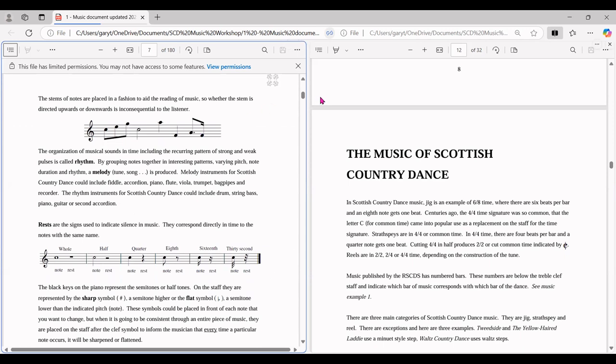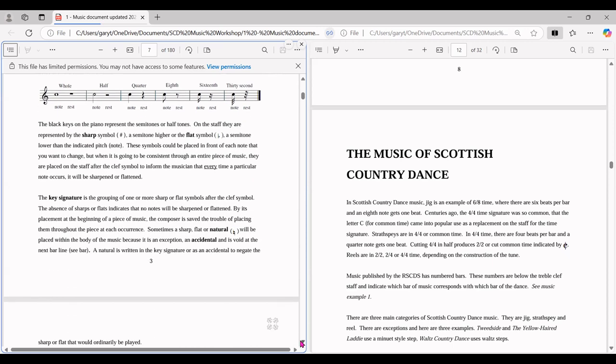Every note has the same length of rest available. We don't use those very often in Scottish dance music, so I'm not going to spend time there.